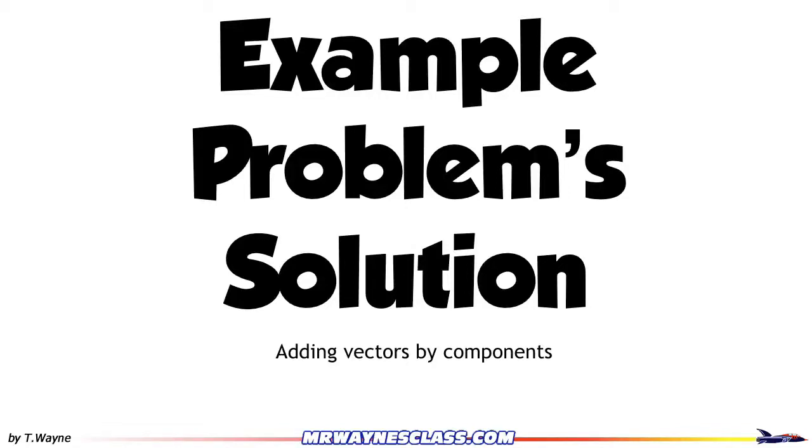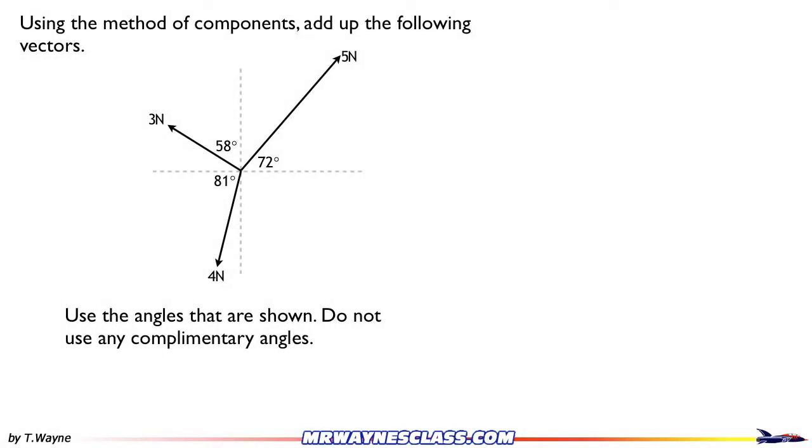This video is going to show you the solution to an example problem about adding vectors by components. So the question is, using the method of components, add up the following vectors. I have three vectors on the screen, all with a common tail. And the trick is, when you use the angles that are shown, don't use any complementary angles. So it's a bit of a challenge to use the angles that are shown. That's kind of the point of this.